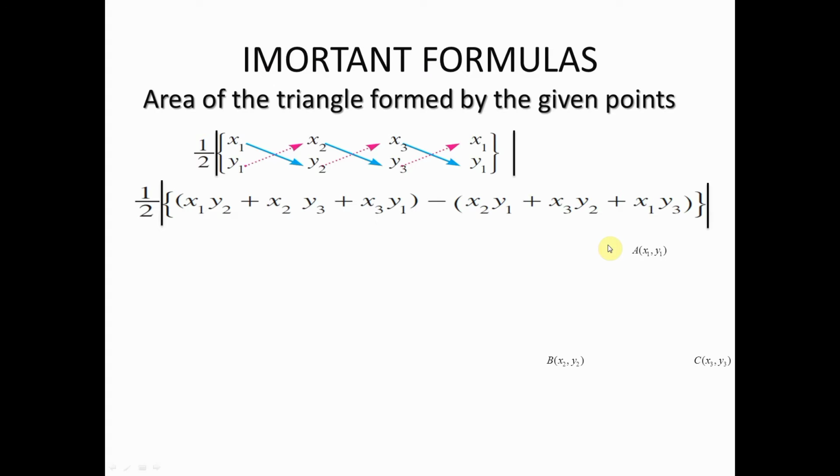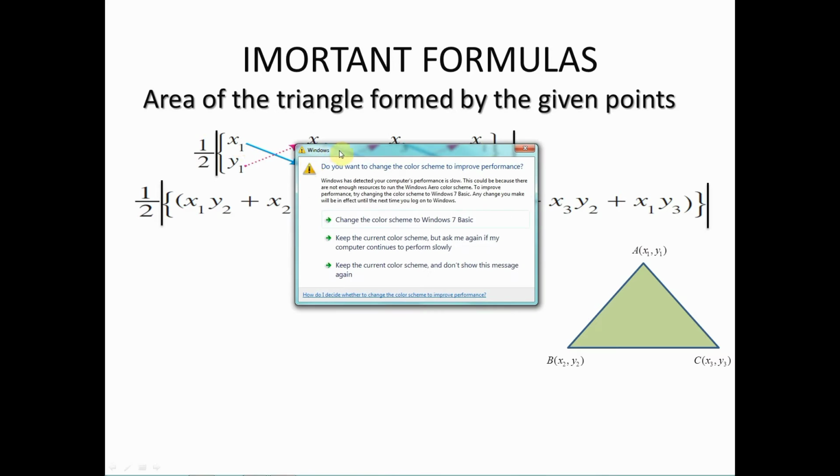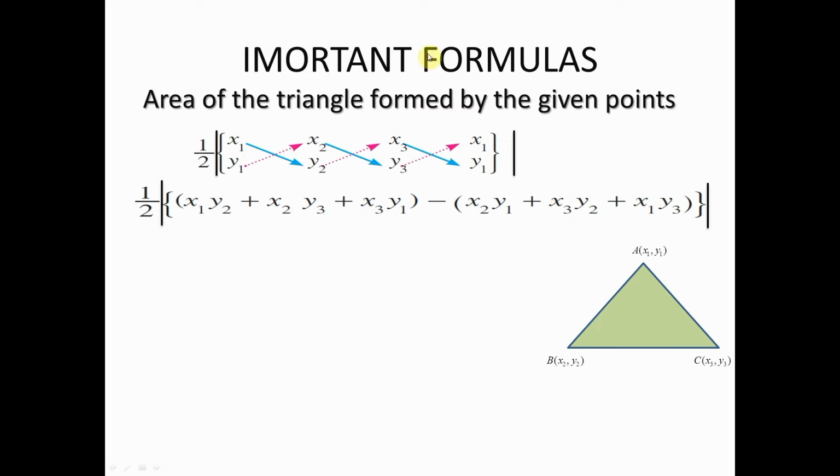The second formula is the area of the triangle formed by (x1, y1), (x2, y2) and (x3, y3). This is given by half into modulus of, write down x1, x2, x3 and repeat x1 again here. Similarly y1, y2, y3 and y1. Expansion is like this, from top to down: x1 y2 plus x2 y3 plus x3 y1 minus (x2 y1 plus x3 y2 plus x1 y3).